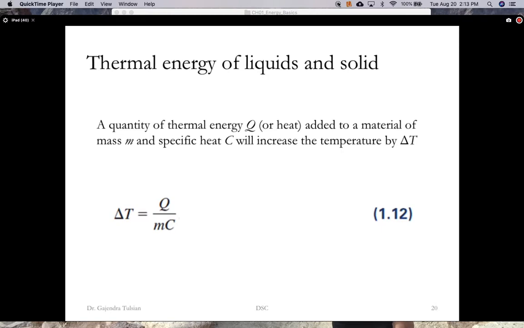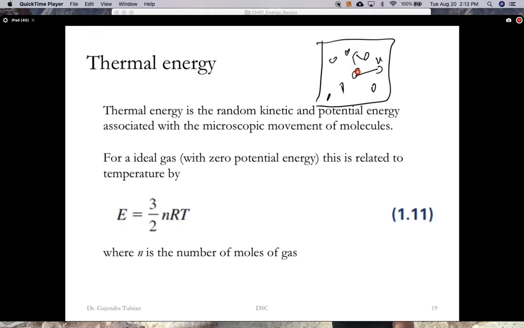In a liquid, like a glass of water, the water molecules are moving about randomly too. The only difference between a liquid and a gas is that in a liquid, the molecules are much closer. In a solid, the atoms are fixed, but they're vibrating around their fixed location, and that's the kinetic energy solids have. Liquids and solids have potential energy as well, and thermal energy is the combination of all of that.